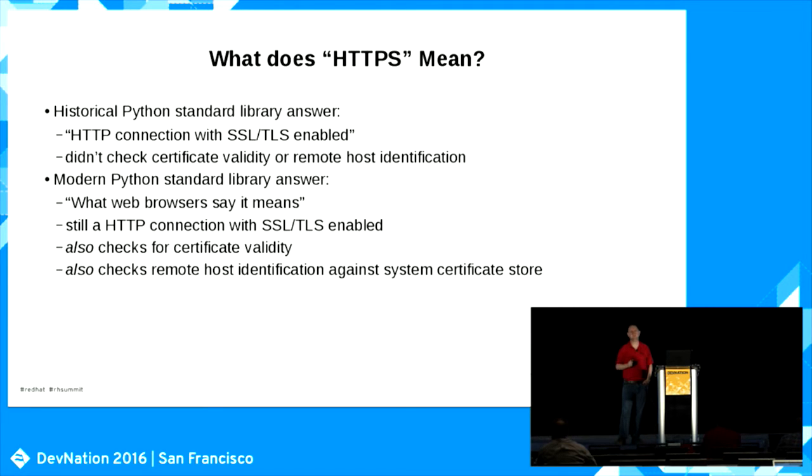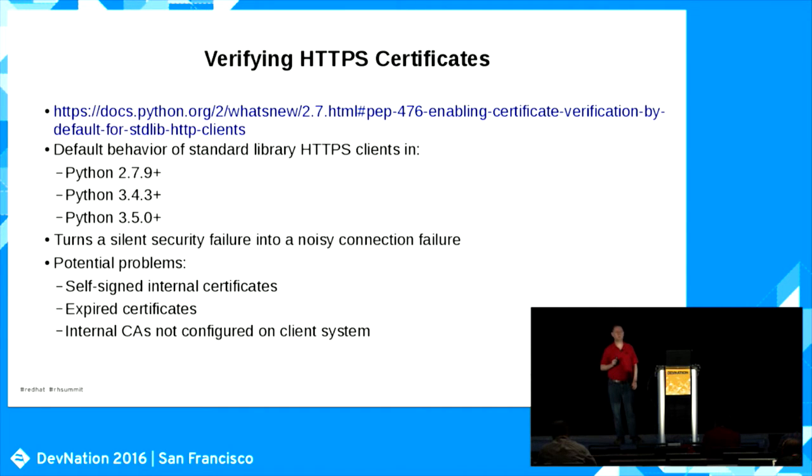And what a browser says it means is, OK, yes, it's an HTTP connection with SSL/TLS enabled, but they also expect you to check the certificate's valid. They also expect you to check that, yes, this certificate matches the host I'm trying to talk to. And so, again, one of the more controversial changes made to Python 2.7, and even controversial within Python 3, we switched the standard library HTTPS clients to actually do certificate validation. And what this effectively does is it turns a previously silent security failure, where you're accepting a certificate that is not in fact valid for the connection you're trying to make, into a noisy connection failure.